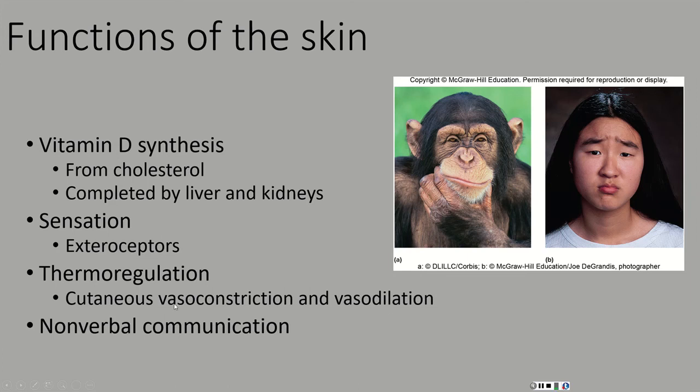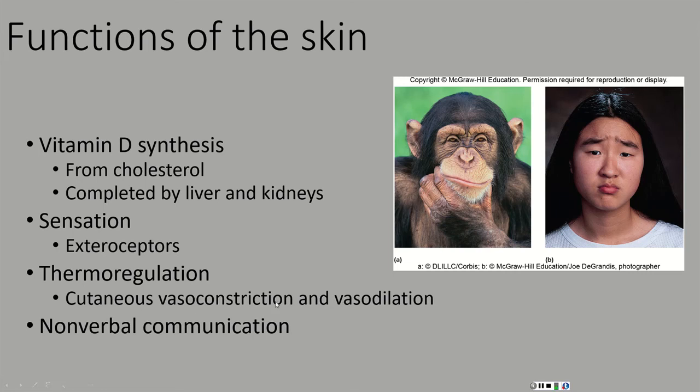Vaso means blood vessel. Constriction is when a blood vessel gets smaller. Vasoconstriction is when a blood vessel is getting smaller so that less blood gets through it. Dilation, it's getting bigger. So vasodilation, the blood vessel is getting larger so that more blood can flow through it.